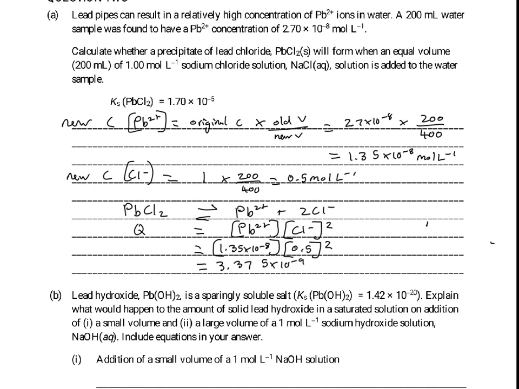So your next step is to compare Q to Ks. So the Ks value you're told is 1.7 times 10 to the minus 5. So we can see pretty quickly that Q is less than Ks, and if Q is less than Ks, that means you do not form a precipitate. If Q is greater than Ks, it means you do form a precipitate, and if Q is equal to Ks, then it means you've got a saturated solution where nothing else is going to dissolve.